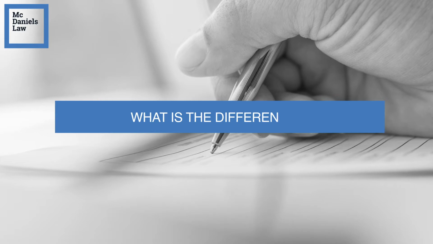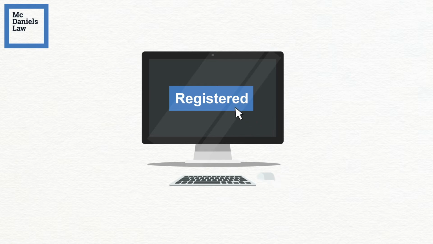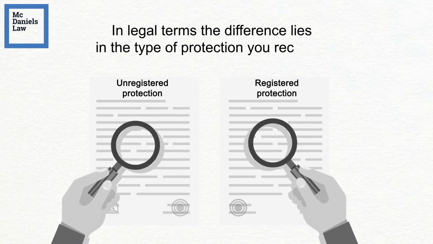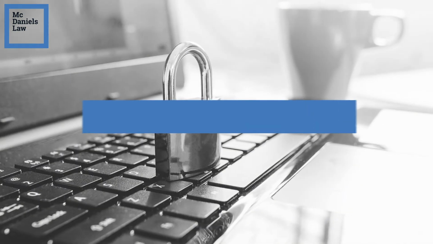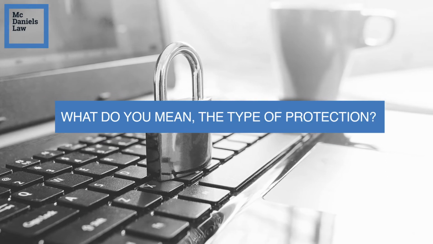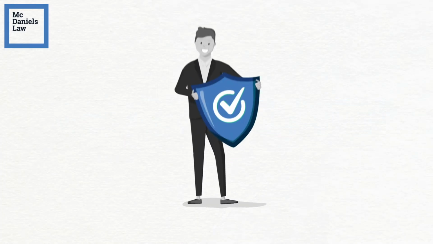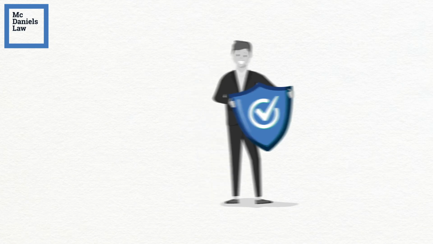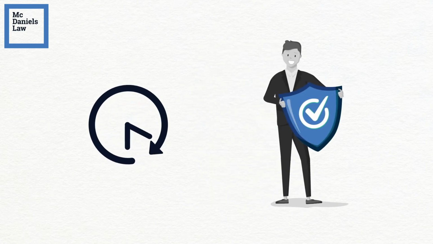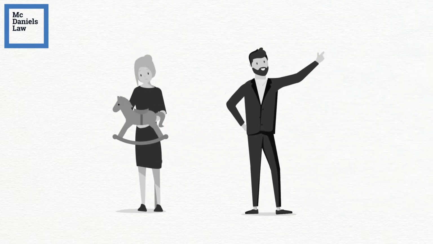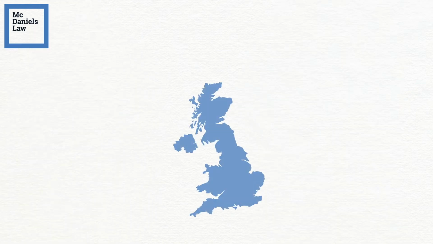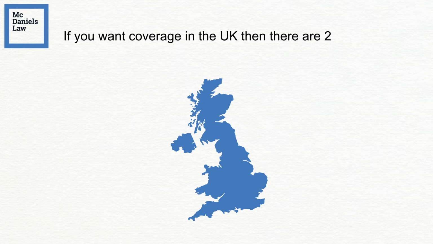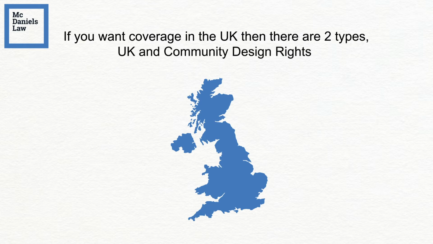What is the difference? Well, it is as the name suggests. One has to be registered and the other doesn't. In legal terms, the difference lies in the type of protection you receive. What do you mean, the type of protection? The type of protection you receive will mean the length of time you get for protection, and in certain circumstances, whether or not the person who uses a design like yours has to have copied it to infringe. Oh, and if you want coverage in the UK, then there are two types as well: UK and community design rights.